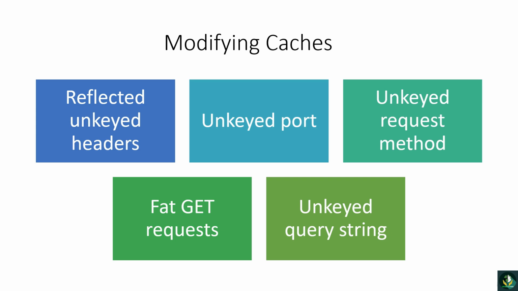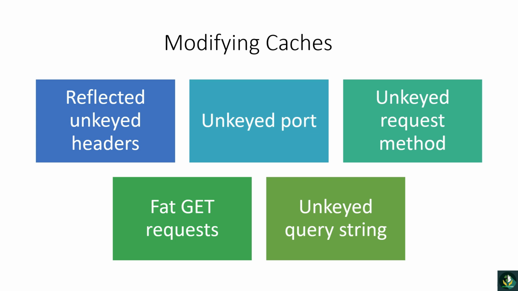The second one is unkeyed port. If the port isn't part of the cache key, it may be possible to perform a denial of service attack, which is a DOS attack, by poisoning the cache with an inaccessible port number. If the attacker sends a request that includes such a port number and the error response is cached, users requesting the same URL without the port will immediately get the cached error instead of the expected page content. This will render the page inaccessible to the user, in effect performing a subtle DOS attack only for a specific URL.